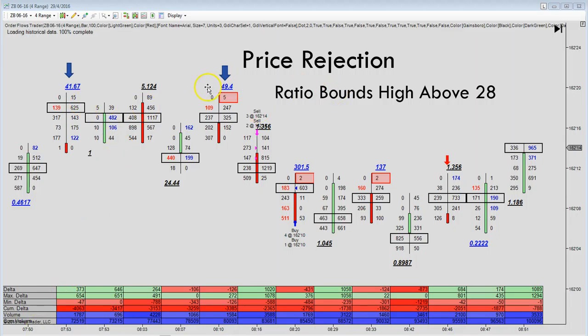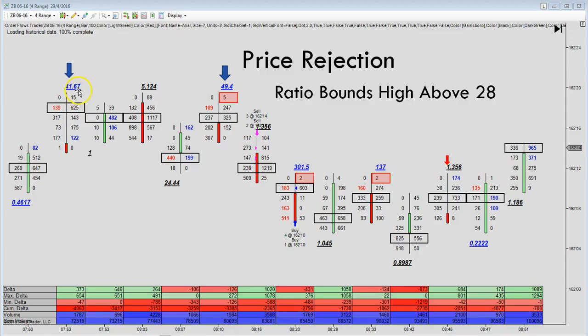Okay, so you have these two ratios here, right? 41, 49. In the middle, you have a ratio, but it's not a number that you like. It's just 5.12. So it's not a blue number, it's a black number. And what these numbers are telling you in these two cases is that there wasn't much interest from buyers to take the price higher. They're rejecting these prices above this level here at 162.19.